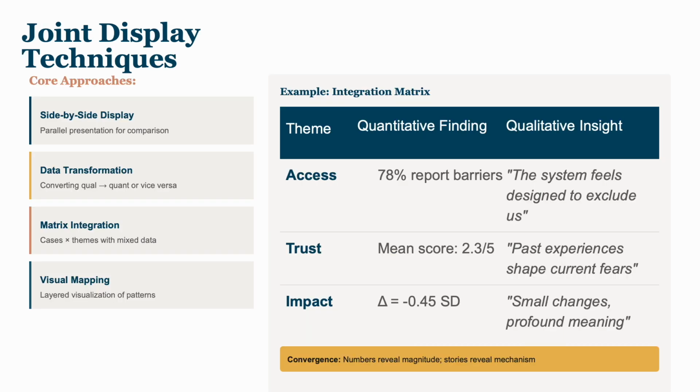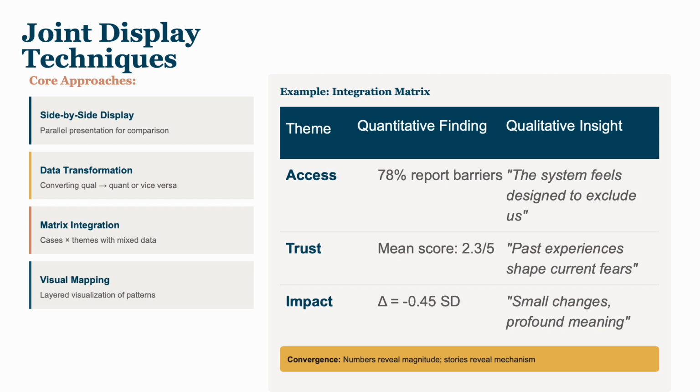Now let's discuss the mechanics of integration using joint display techniques. There are 4 core approaches: side-by-side displays for parallel comparison, data transformation, where we convert text to numbers or vice versa, matrix integration for mapping cases against themes, and visual mapping for layered patterns. Let's look closely at the integration matrix example on the slide to see this in action.